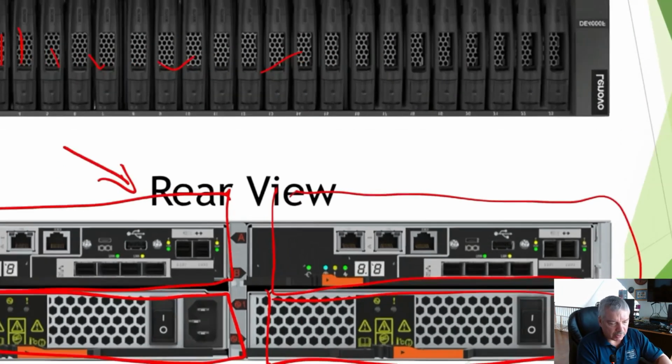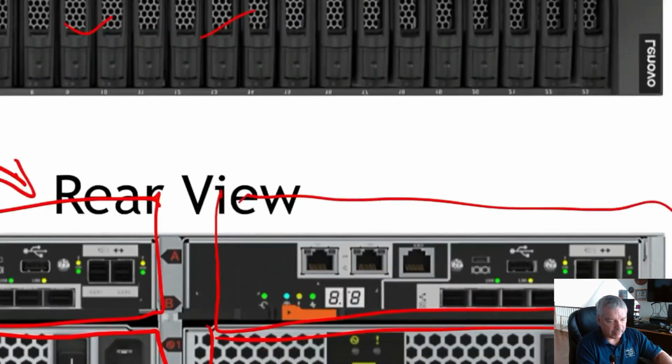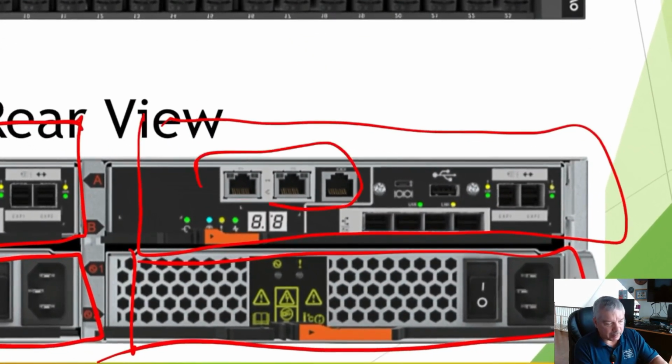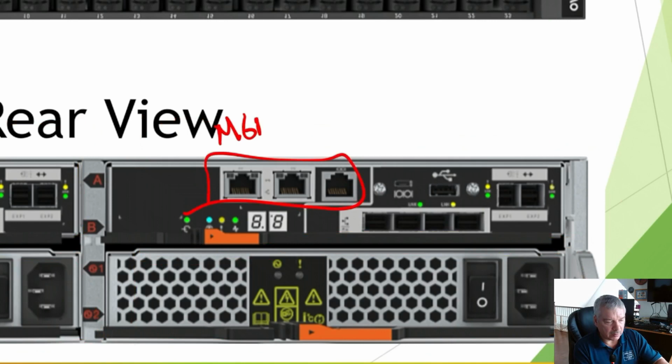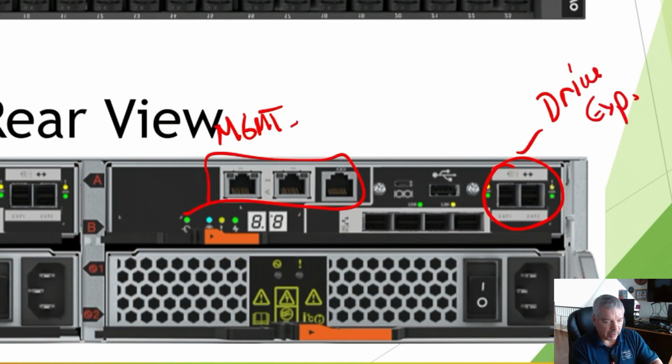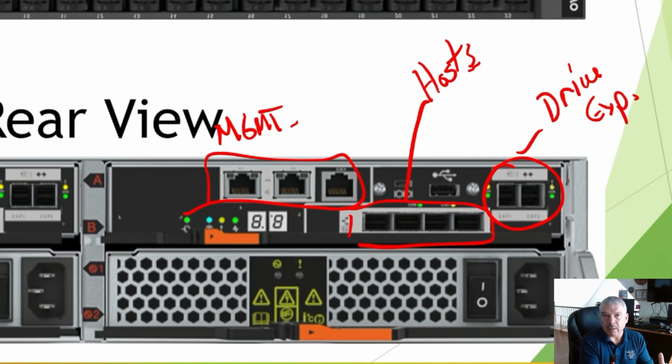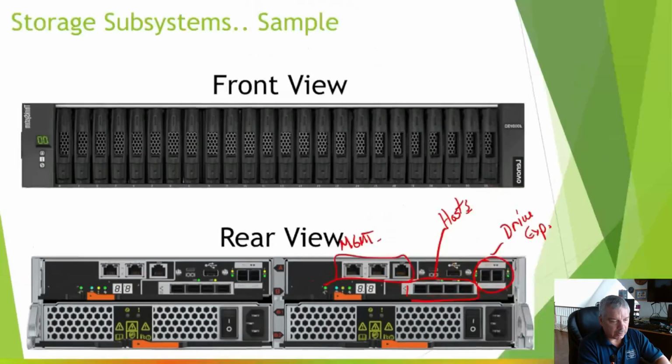Now, if you look closely at these controllers, depending on your vendor, you'll generally have some kind of management ports. You may have ports for management, ports for drive expansion, and ports for your hosts to connect to. These ports could be Fibre Channel, iSCSI, whatever, depending on the technology. So these ports could be a Fibre Channel port or an Ethernet port for iSCSI. It really depends on the solution you're buying. Okay, so let's go down.